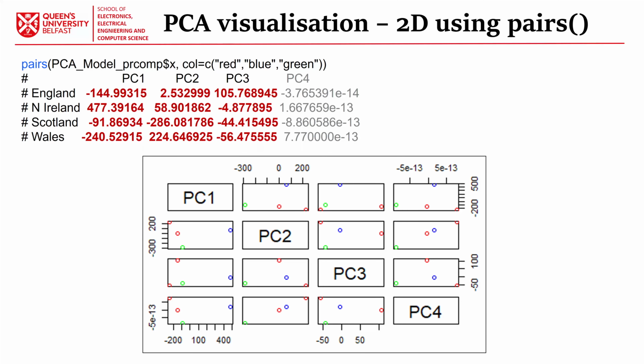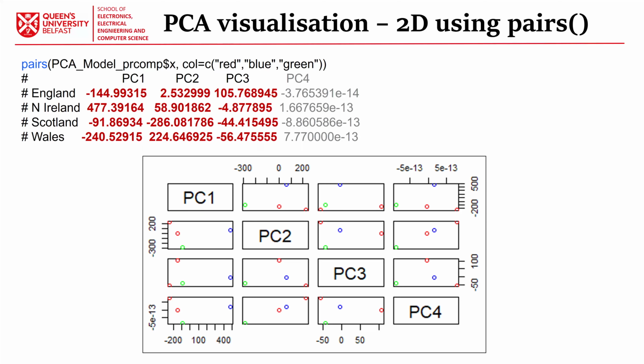So as you can see, I'm using x, the values of principal components originated from this object, and these are the 4 principal components. Each individual box shows 2 dimensions of principal components. For instance, for this one, it's principal component 1 and principal component 2. You're always looking at the lower part of the triangle in the pair result.